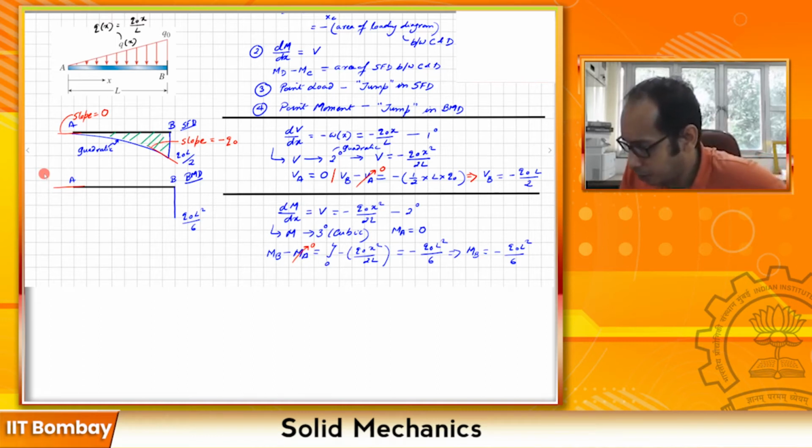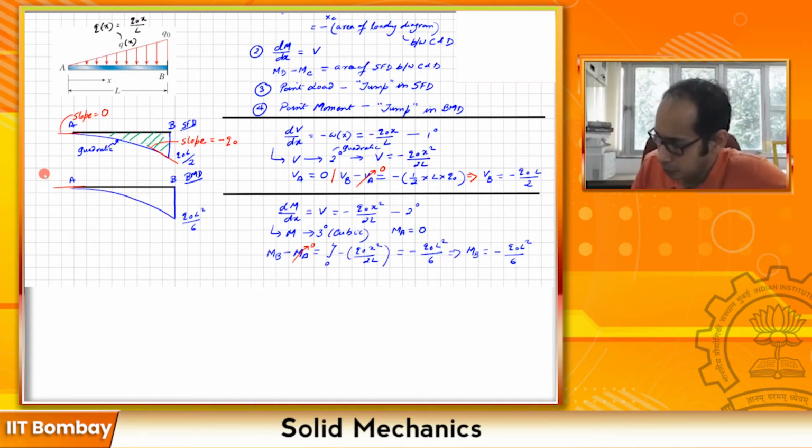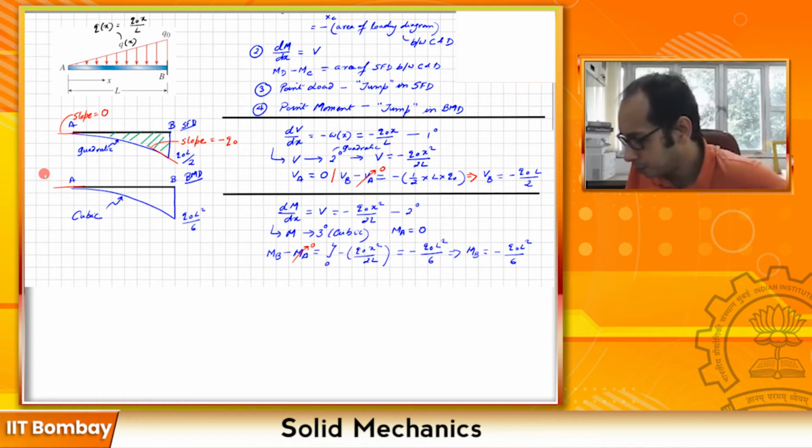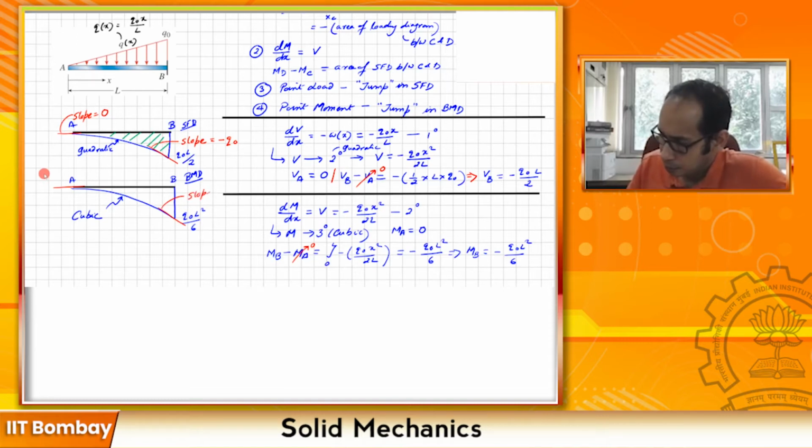Let's draw the bending moment diagram. So it's a cubic line. So this is cubic. And here what is going to be the slope? Same, dM/dx. I'm trying to calculate the slope at B, which will be equal to the V at B, which is equal to q naught L over 2. So here the slope is going to be q naught L over 2 at this particular point. It is the value of the shear at that particular point.